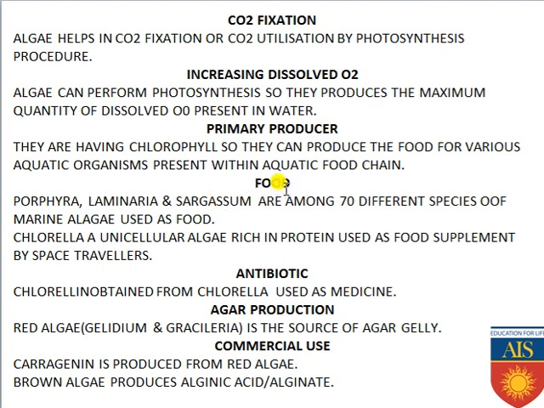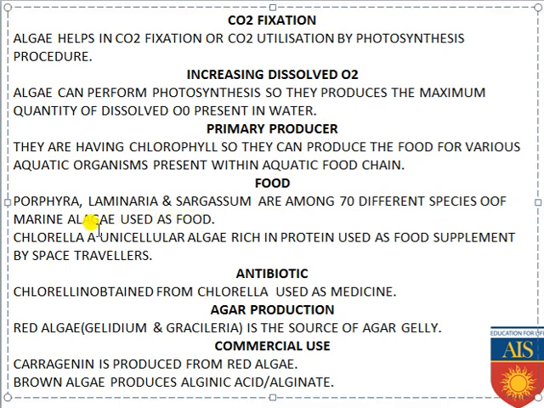Algae can be considered as a food also. How? There are some examples. As an example, Porphyra, Laminaria, Sargassum, these are among 70 different species of marine algae used as food. So these are the different types of algae which can be used as food also.